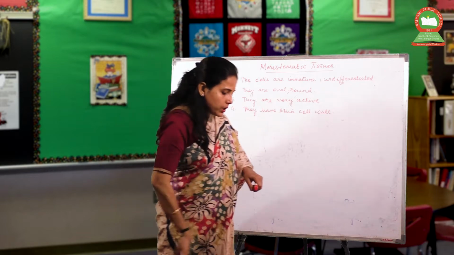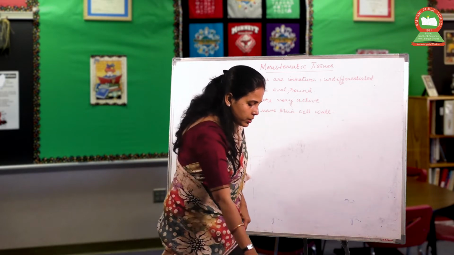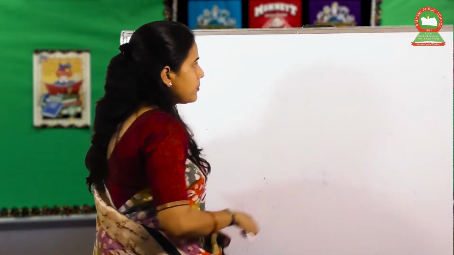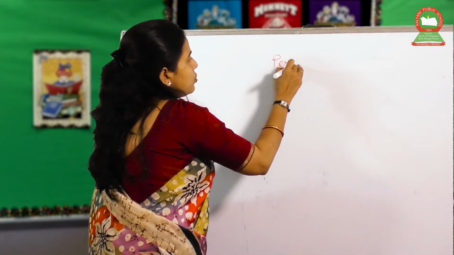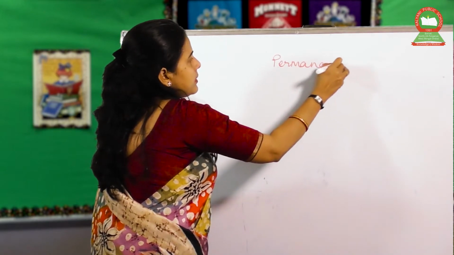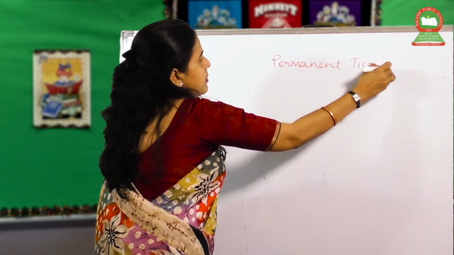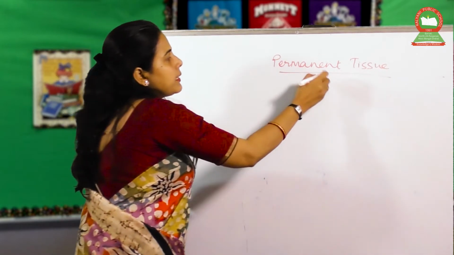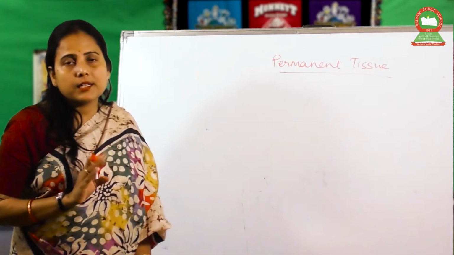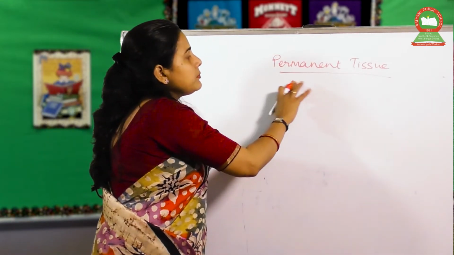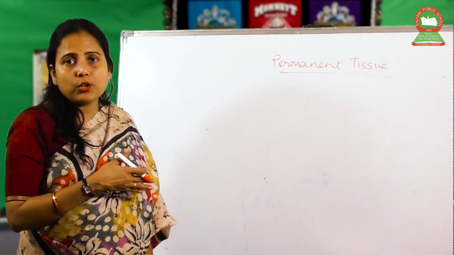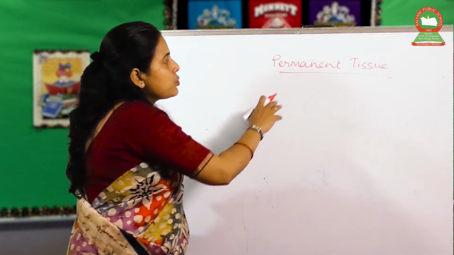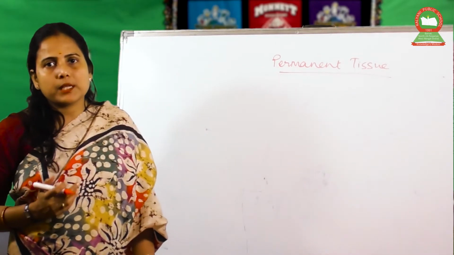Now let us come to the next part of the plant tissue, that is the permanent tissue. As the name suggests, the tissue that is present in a plant permanently is permanent. These tissues are almost dead. They are not as active as the meristematic tissue. There are two types of permanent tissue, simple permanent tissue and complex permanent tissue.